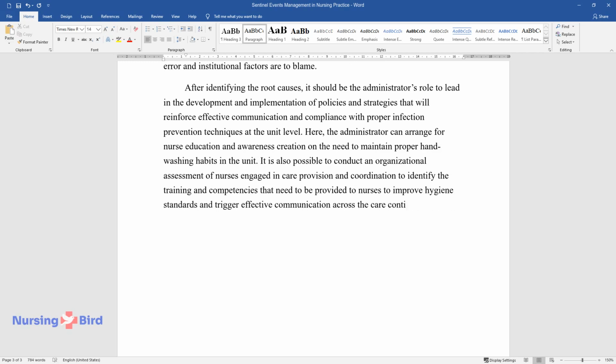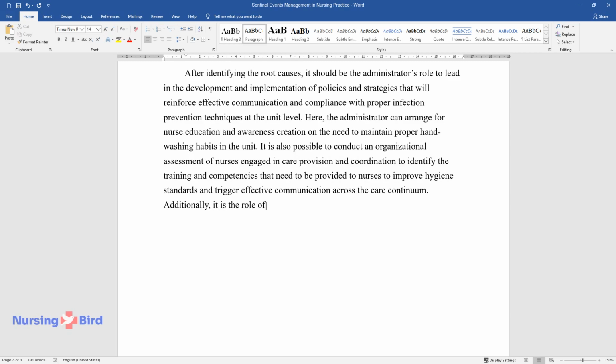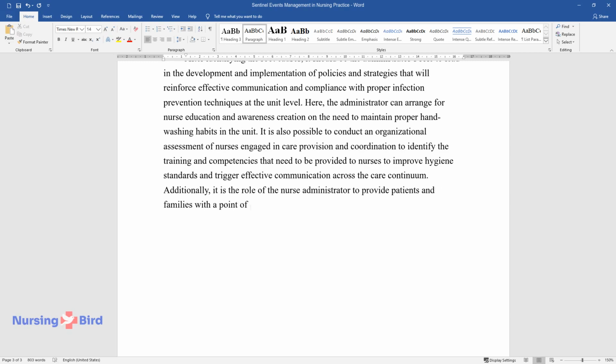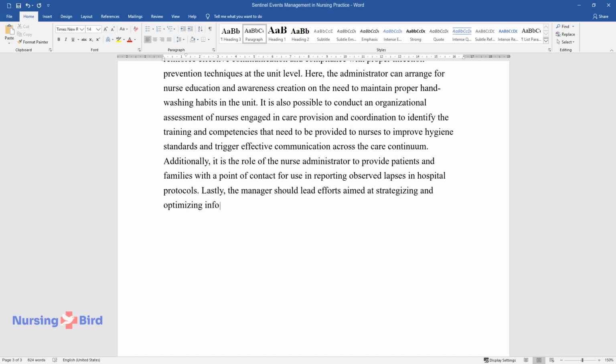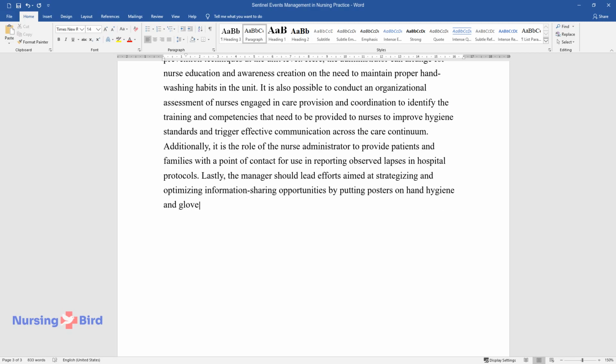Additionally, it is the role of the nurse administrator to provide patients and families with a point of contact for use in reporting observed lapses in hospital protocols. Lastly, the manager should lead efforts aimed at strategizing and optimizing information sharing opportunities by putting posters on hand hygiene and gloves disposal at strategic locations and mounting a complaints box at the entry of the ward.